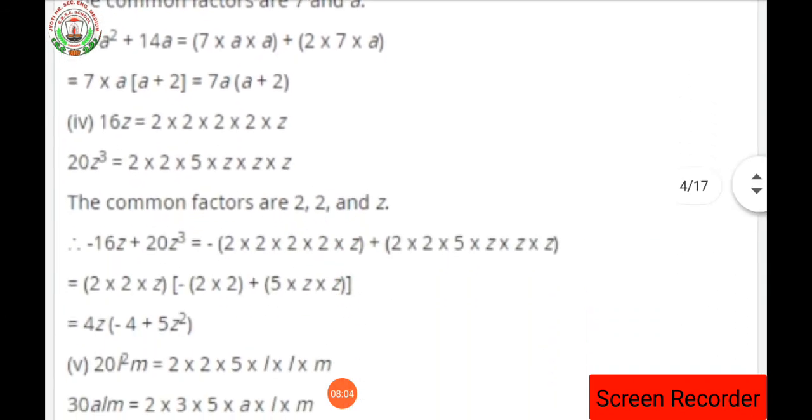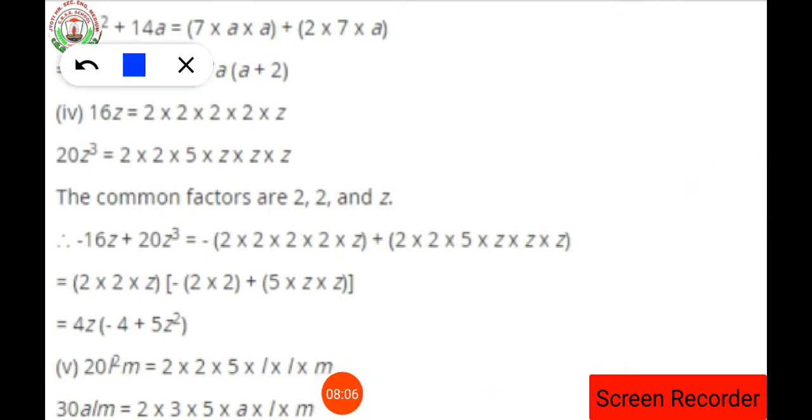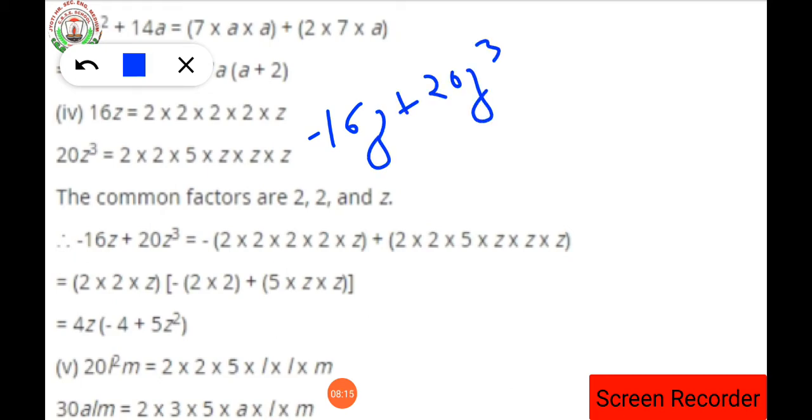Okay, next question we are having the same. Let me explain you the fourth part of the question. Okay, so the fourth part of the question is what? Minus 16z plus 20z we are having, isn't it? Now 16 can be written as 4 into 4, that is 16, isn't it?